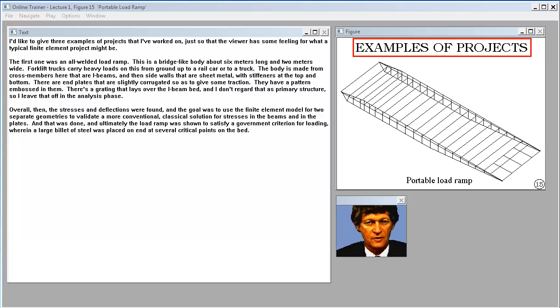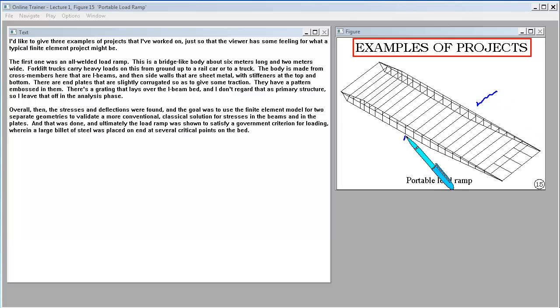I'd like to give 3 examples of projects that I have worked on just so that the viewer has some feeling for what a typical finite element project might be. The first one was an all-welded load ramp. This is a bridge-like body about 6 meters long and 2 meters wide. Forklift trucks carry heavy loads on this from ground up to a rail car or to a truck. The body's made from cross members here that are I-beams and then sidewalls that are sheet metal with stiffeners at the top and bottom. There are end plates that are slightly corrugated so as to give some traction. They have a pattern embossed in them.